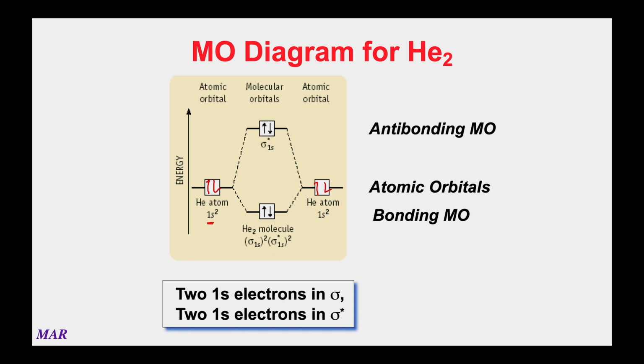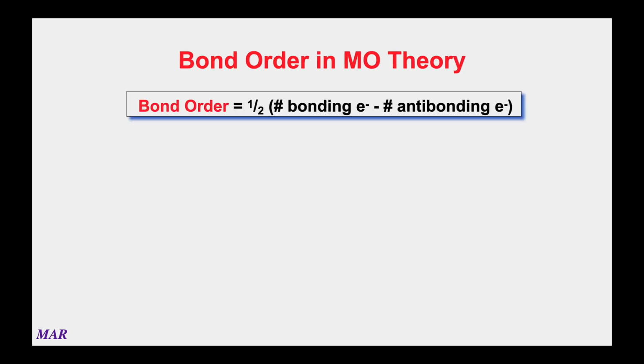And of those 4 electrons, the first 2 go in the lower bonding orbital, but there are also now some electrons for the anti-bonding sigma star 1s. So there'll end up being 2 1s electrons in the sigma bonding and 2 1s electrons in the sigma star anti-bonding. And the question at this point is, do you think this is going to form or not? You can probably guess what it is, but let's formalize it.